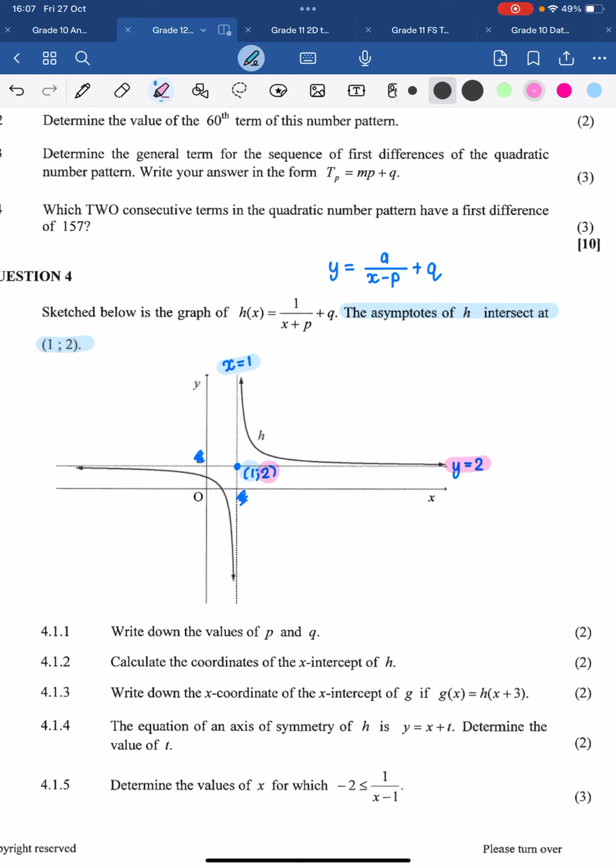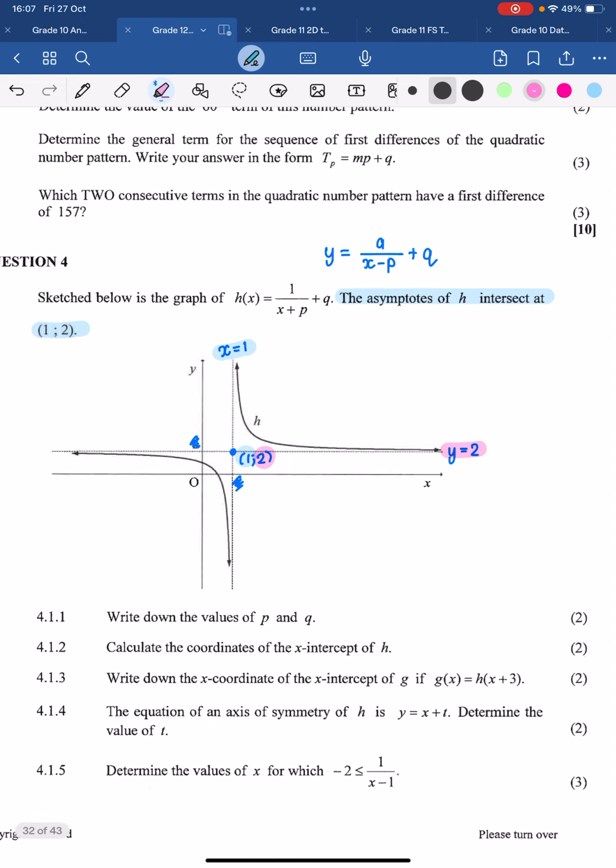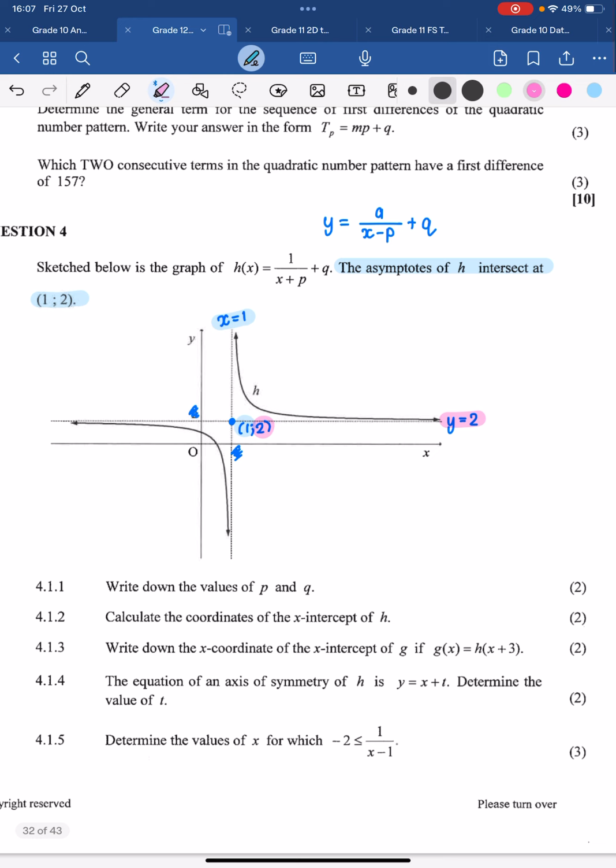This point 1, 2, the y value of this point is 2. Every single point on this line is going to have a y value of 2. That's why it's called y equals 2. Now they haven't actually asked us for the equations of the asymptotes, but look at what they're asking us for here. 4.1.1. Write down the values of p and q. We are going to use our asymptote equations for those values.